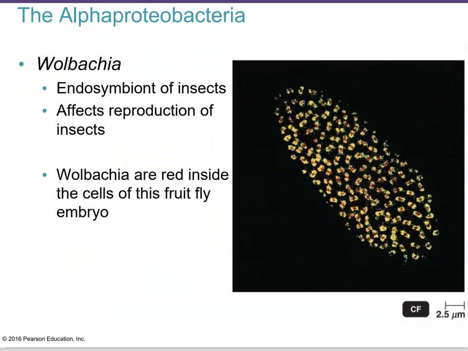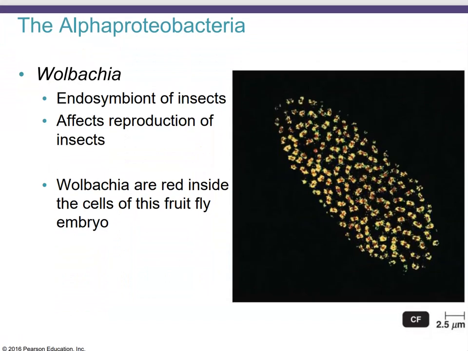And here is an interesting fellow, Wolbachia. This one is an endosymbiont of insects and affects the reproduction of insects. So you can use Wolbachia if you want to control insect populations. The next slide will explain that. Wolbachia, they are red inside of this fruit fly embryo. So these little red dots, that's the Wolbachia inside of a fruit fly embryo.